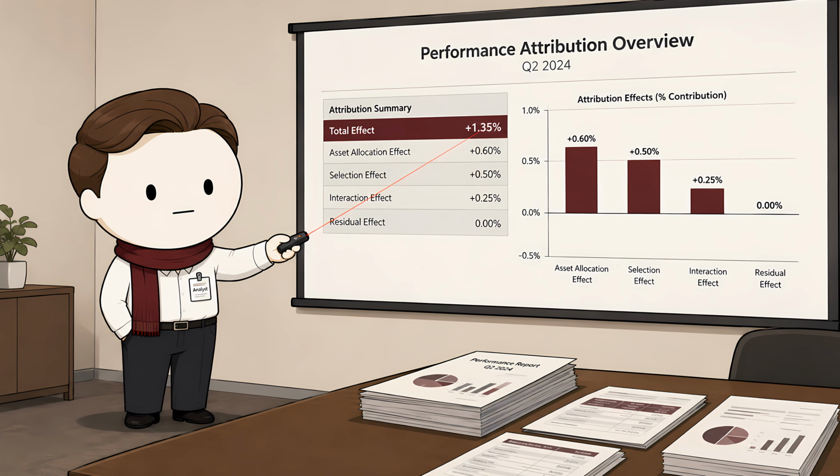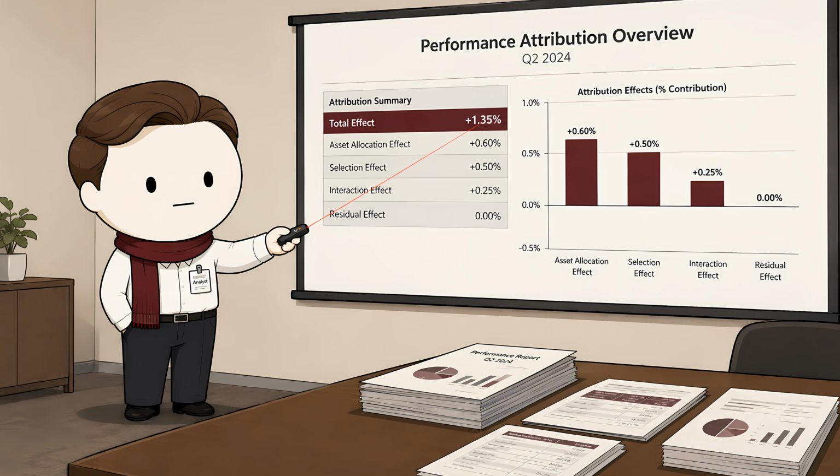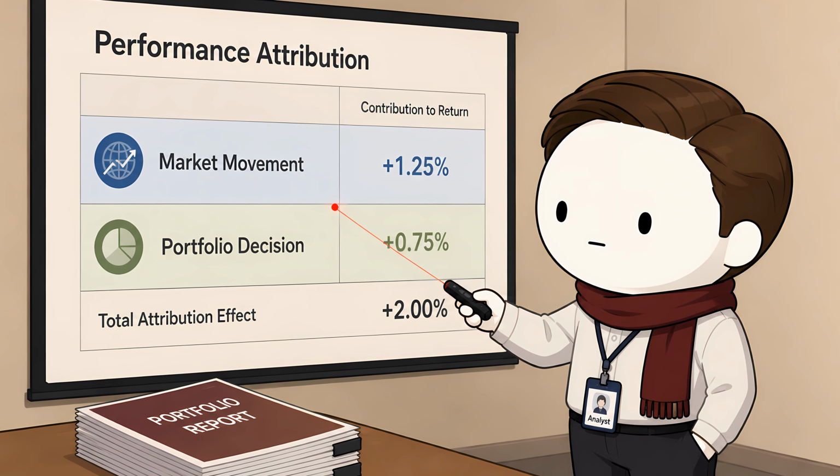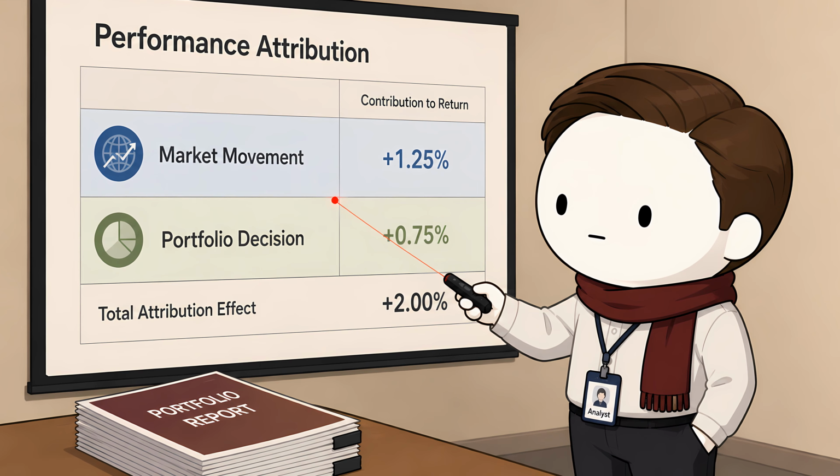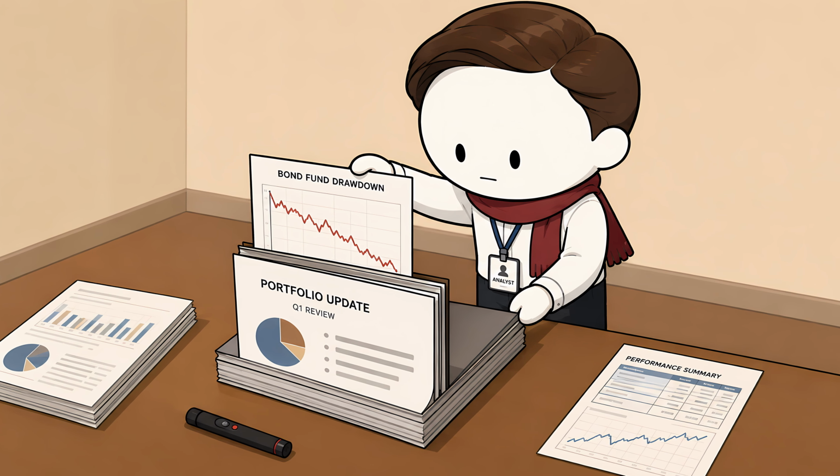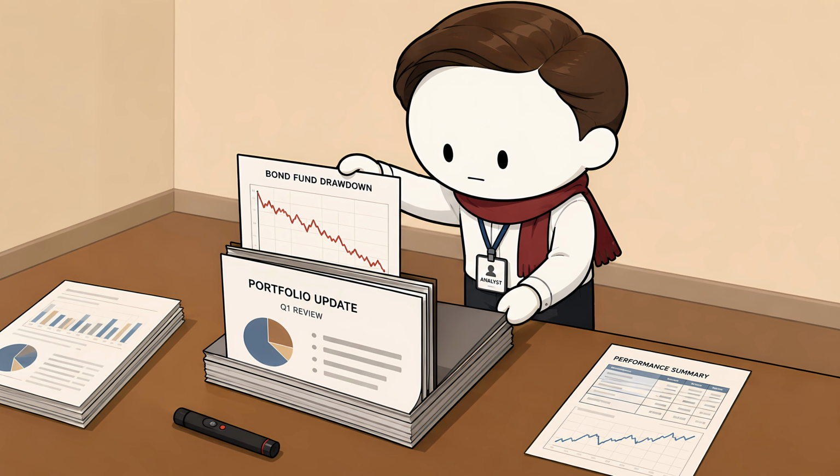You point the laser pointer at the performance attribution slide. On the slide, you separate market movement from portfolio decision. You place the chart of the bond fund drawdown behind the corrected slides.